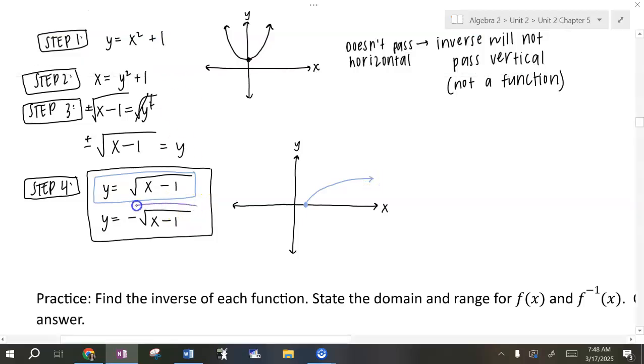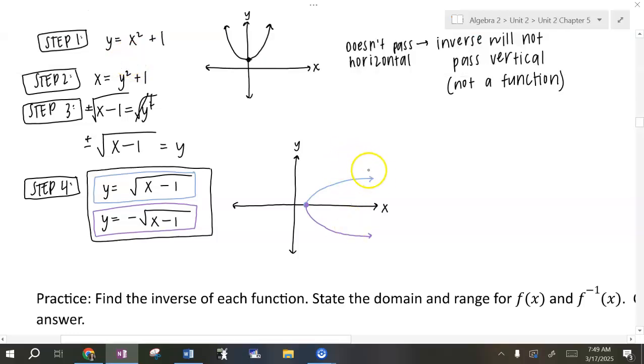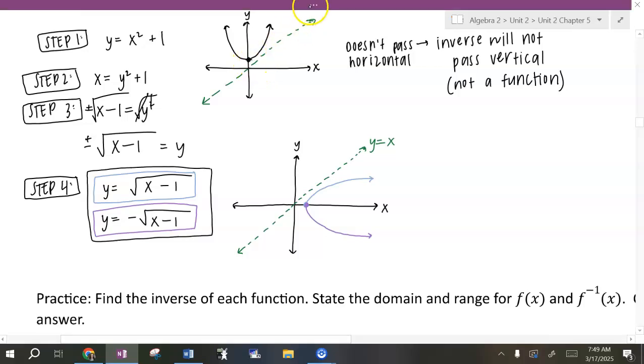My other function, negative square root x minus 1, is also my square root function shifted to the right one, but it's also reflected over the x-axis. So it looks like this. So notice together, those two graphs make a sideways parabola. If you were to reflect that exact parabola over the line y equals x, you would end up with the parabola that we started with. So the parabola shifted up 1 on the y-axis.